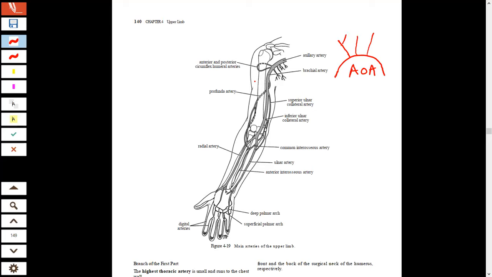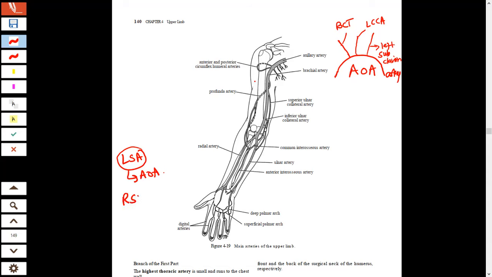This is known as the brachiocephalic trunk. This is your brachiocephalic trunk, okay? This one is your left common carotid artery. And this one is your left subclavian artery. So the first MCQ which you must remember: the left subclavian artery is coming out directly from the arch of aorta.